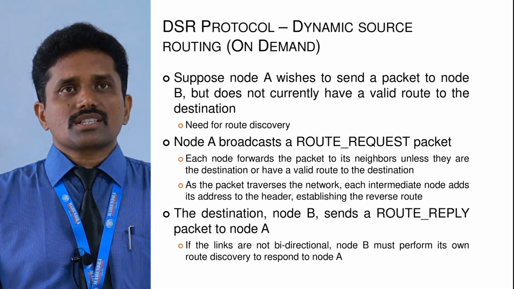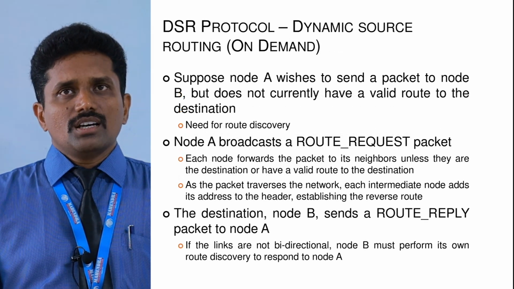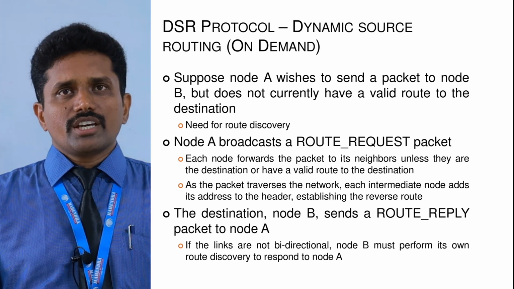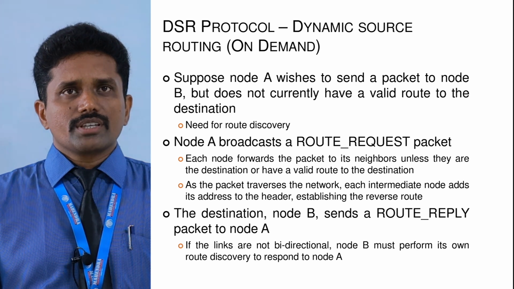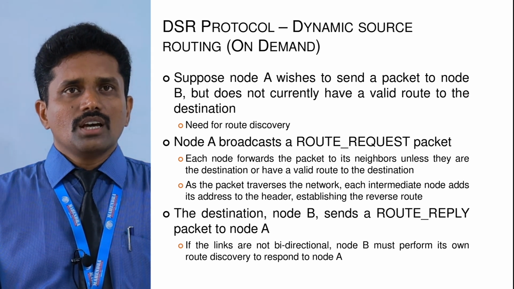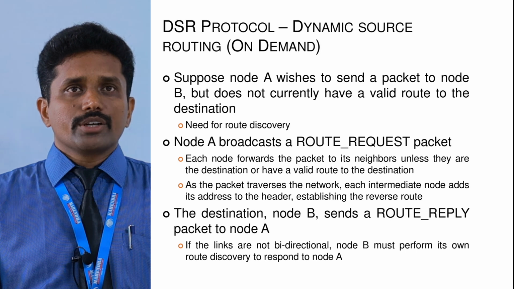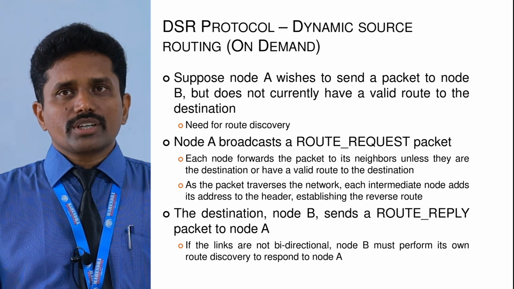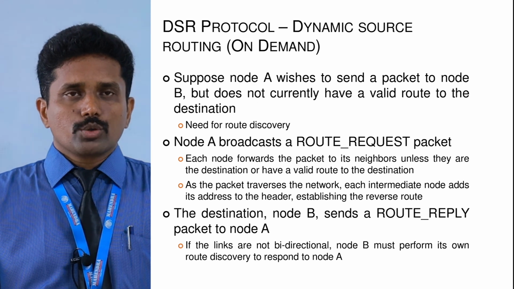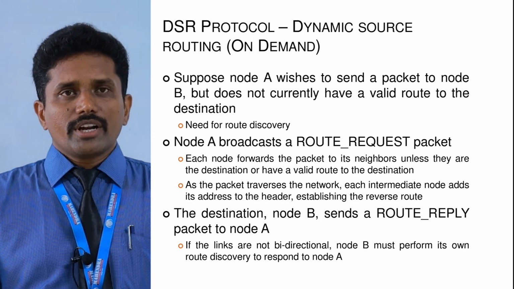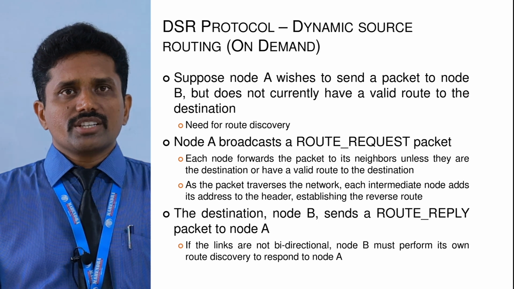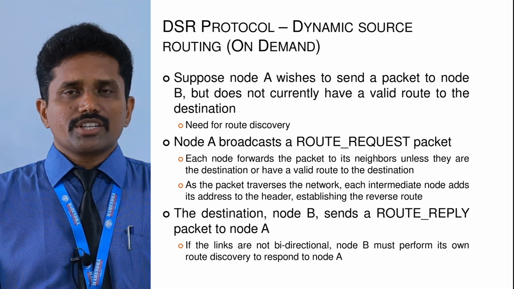So now let me discuss this Dynamic Source Routing protocol. It is an on-demand protocol. Suppose consider a node A which wishes to send a packet to node B. A is the source and B is the destination, but A does not currently have a valid route to the destination. What it will do is, node A will broadcast a route request packet in the network. Each intermediate node will forward the packet to its neighbors unless they reach the destination or have a valid route to the destination.